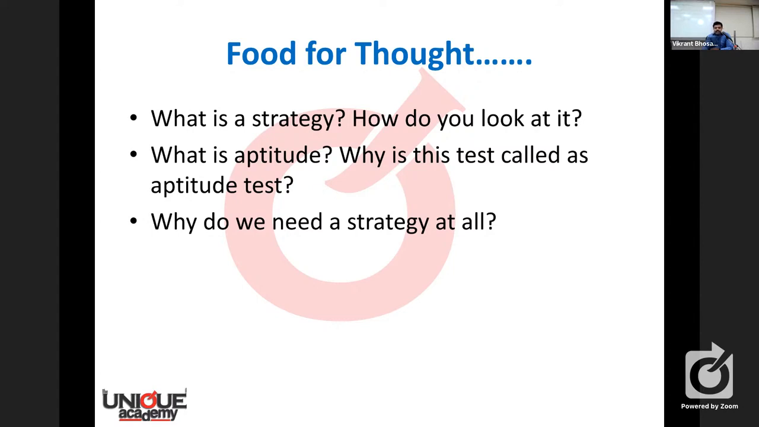Okay, what is aptitude? And why is this test called aptitude? Why not a talent test or intelligence test? In what way do intelligence and aptitude differ from each other? Yes. Priyanka, you want to answer? Okay, go ahead. Am I audible, sir? Yes, go ahead. Aptitude is the natural ability to do something. Okay, and what about intelligence? No idea, sir. What is the difference between these two?